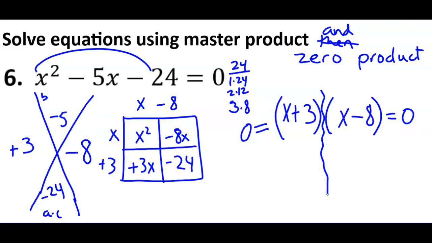And I'd like you to find an answer for that. So what is x going to be equal to? X is going to be equal to what on this side? And x is going to be equal to what on this side? So double check that, and then we'll go on to 7.